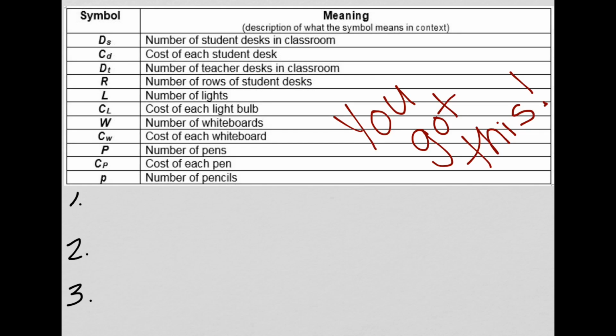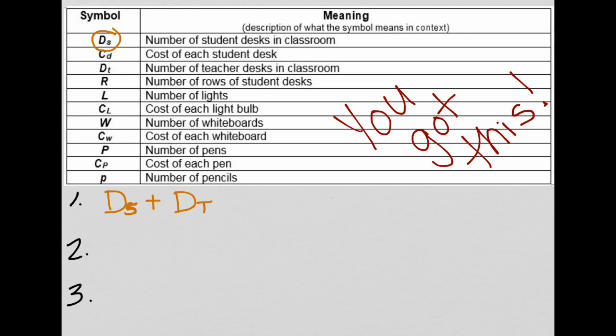So we can see that the number of student desks in a classroom is represented by this big D with a little s, and that stands for desks, and then the little s just gives us some more information. That's an s, not a 5, that those are the student desks, because they're all desks, but these ones are student desks. So what do you think the teacher desk would be? That would be the number of desks that teachers use. And so the total number of desks in a classroom is going to be the number of student desks plus the number of teacher desks. Now it looks more like a 5.